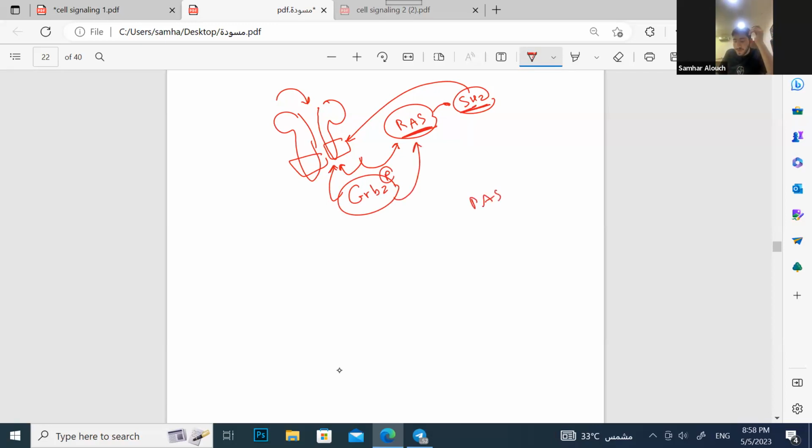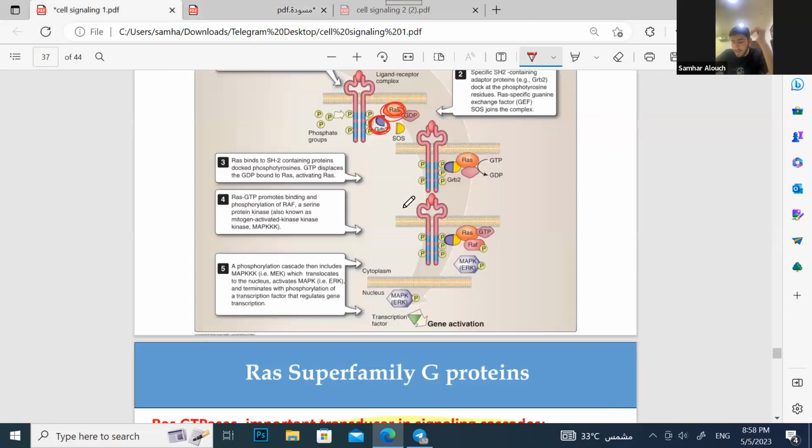And once Ras is phosphorylated, it goes and activates enzymes, which are RAF and MAPK (ERK). He said he will not ask you about them, but if I were you, I would just memorize them. So Ras, once it's activated, it binds to the GTP. It phosphorylates RAF and MAPK, and that's it. That's the pathway. MAPK goes and causes its action.